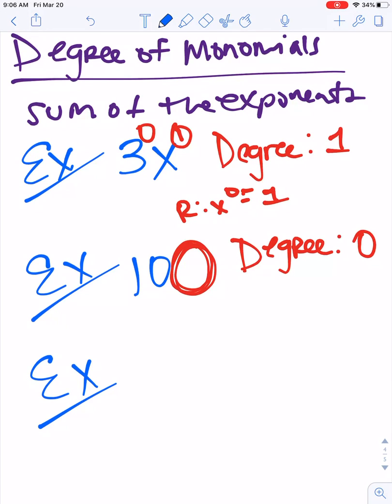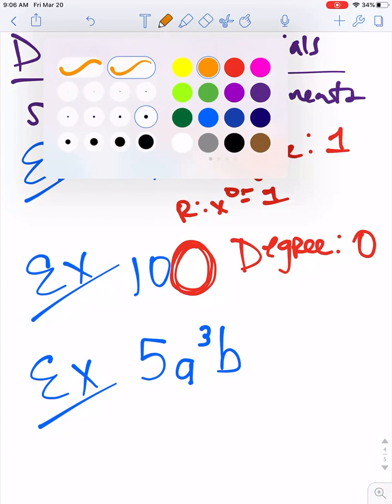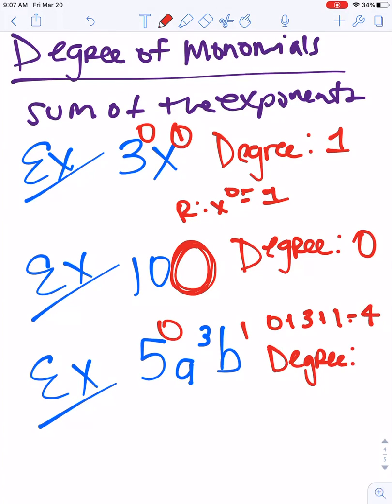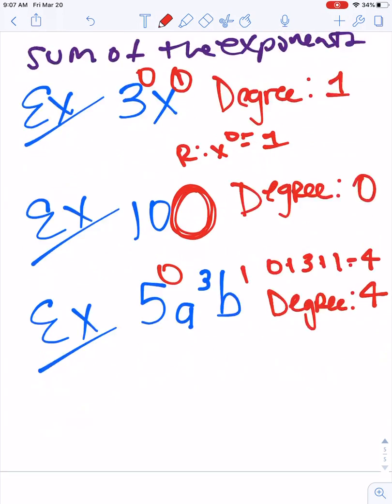The third type of example you might run into is something like 5 times a cubed times b. Again, we have our 5, which is x to the 0. So we have 0 plus 3 plus 1. 0 plus 3 is 3, 3 plus 1 is 4. Since we're looking for the sum of all of these, the degree is 4. So that's how you do the degree of monomials. You're just adding up the exponents on the variables. If there isn't a variable, then the degree is 0.